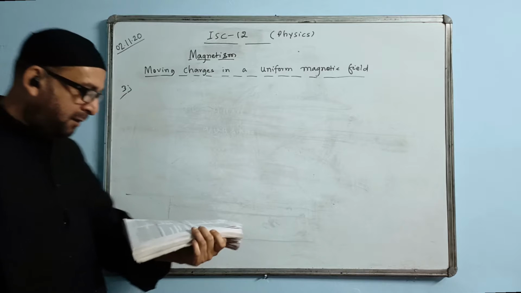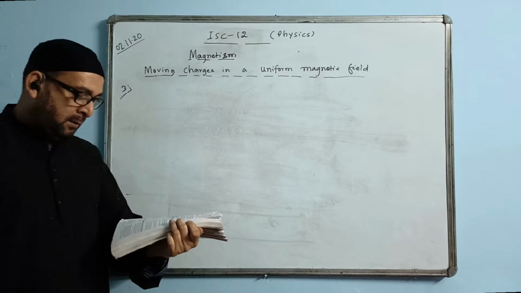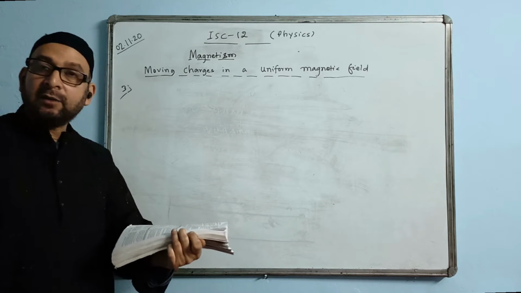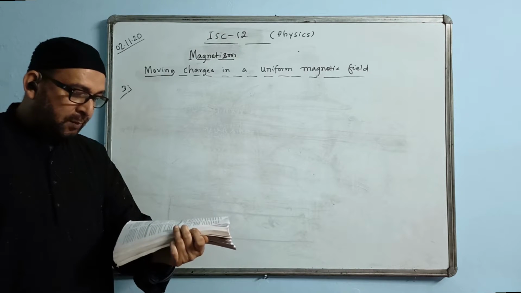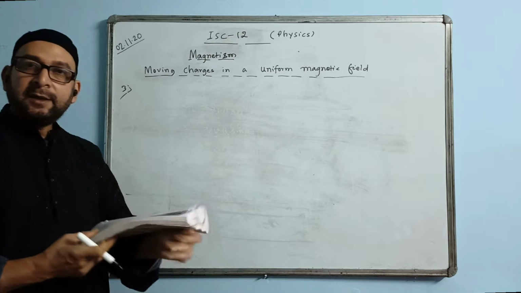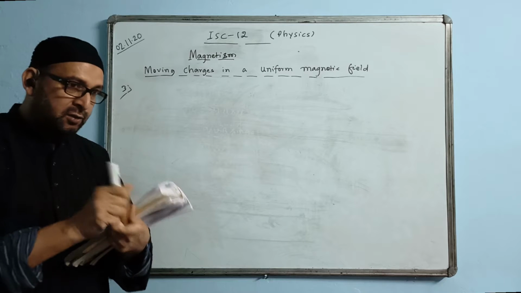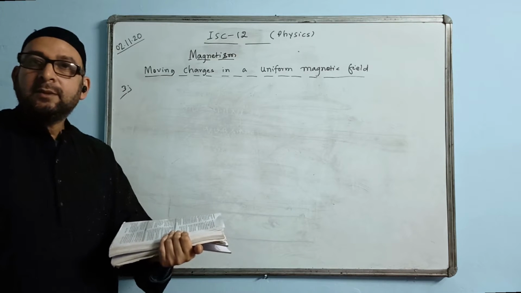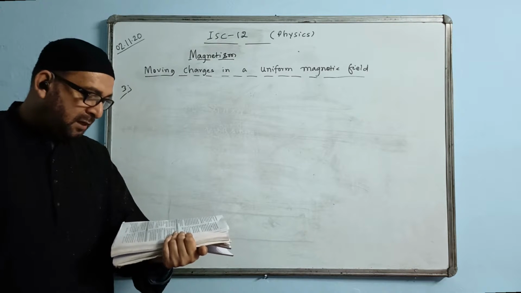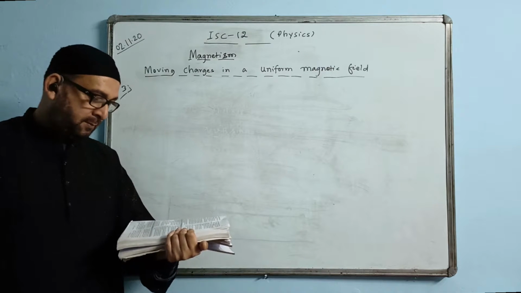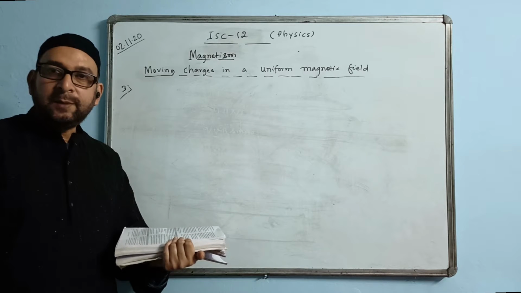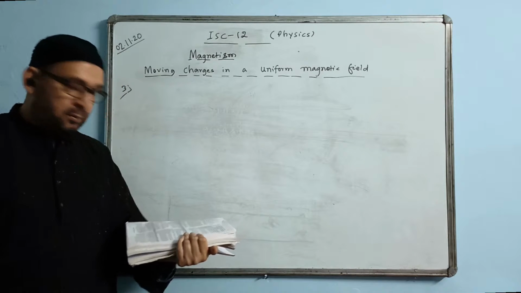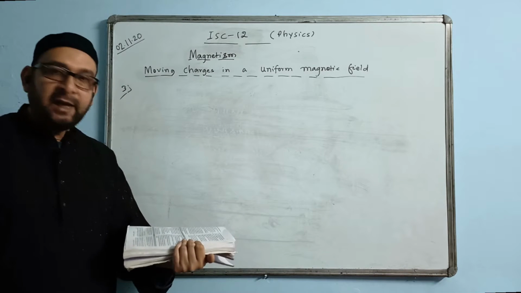The question says: find the magnitude and direction of a magnetic field so that an electron entering the field with a speed of 10^6 meter per second will describe a circle of radius 10 meter.